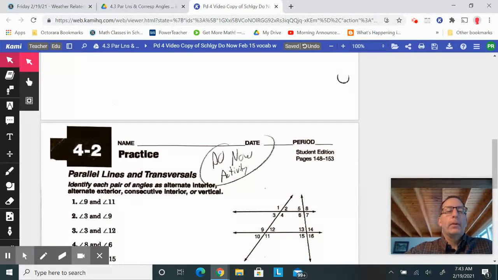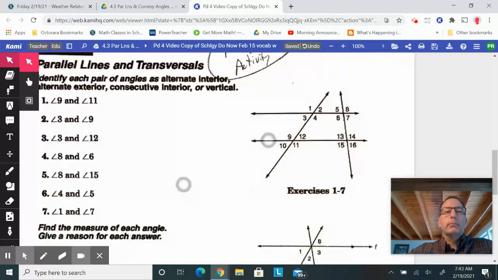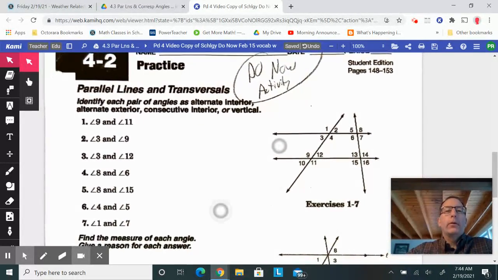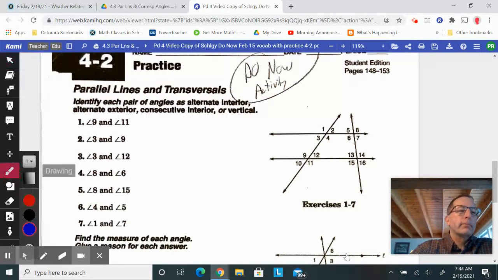Now, as we slide up here, we're going to complete a couple of these examples on the back. This is practice from lesson 4.2, but we're using it as review for this do now activity. So check out where it says here in the directions. Identify each pair of angles as alternate interior, alternate exterior, consecutive interior, or vertical. So let me grab my pen tool. So we have four choices.